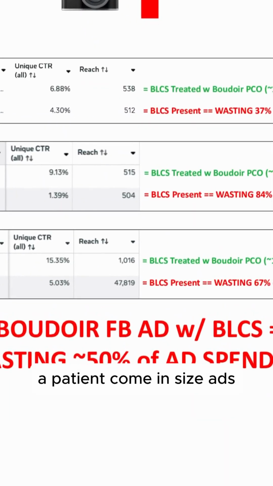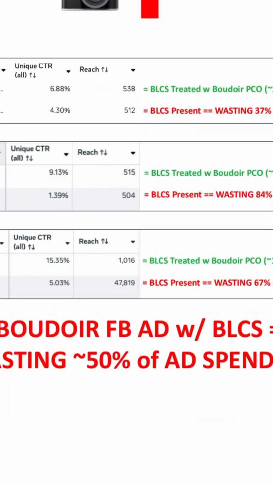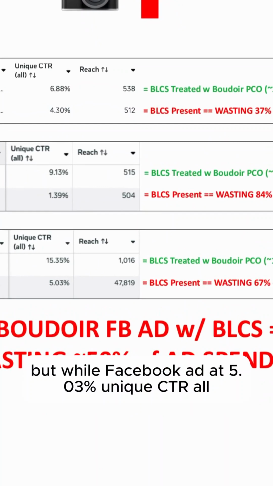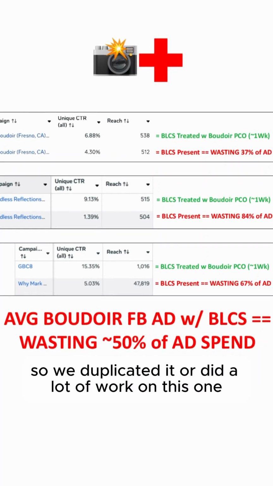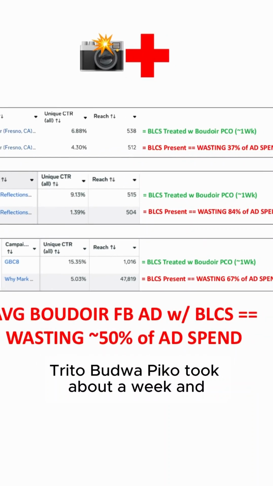That patient came in, saw his ads, Boudoir Facebook ad at 5.03% unique CTR. So we knew that BLCS is present. So we duplicated it, or did a lot of work on this one. Treated it with Boudoir Pico, took about a week.